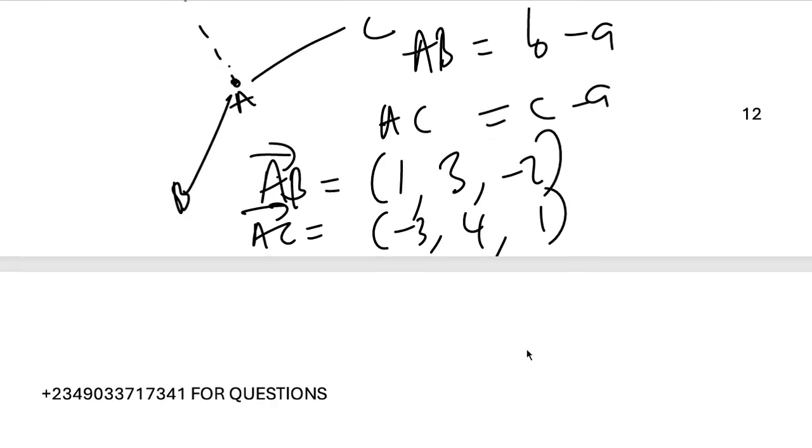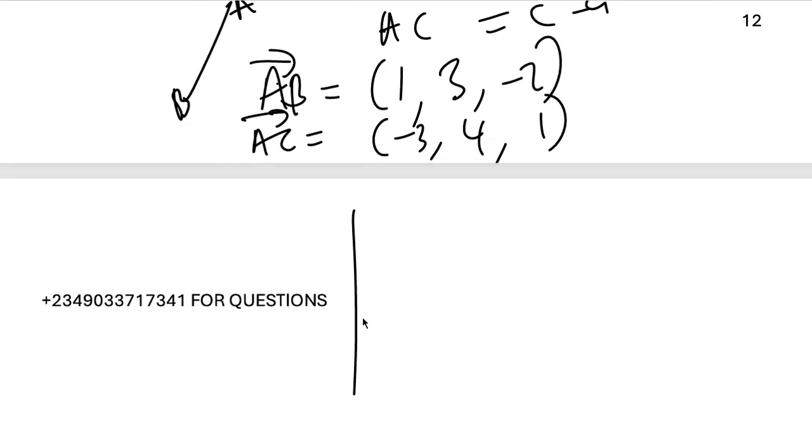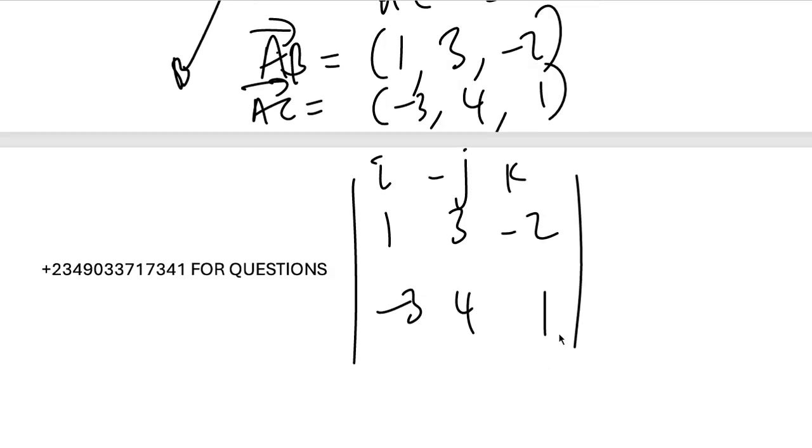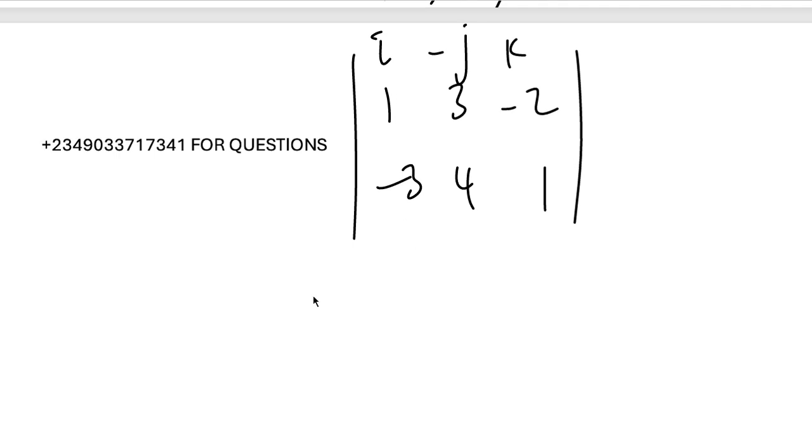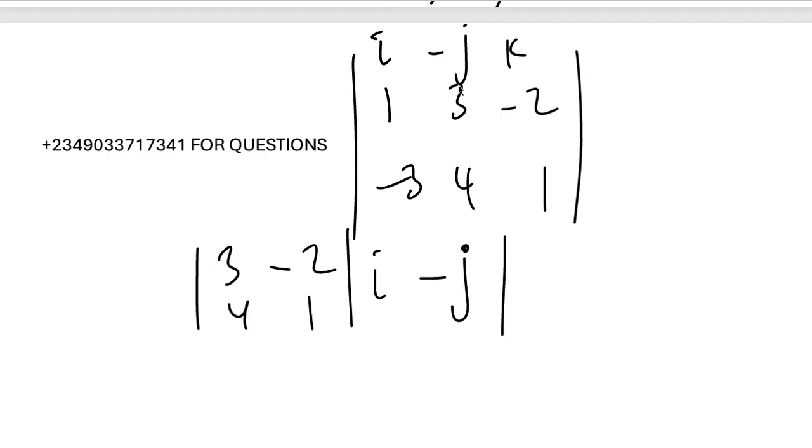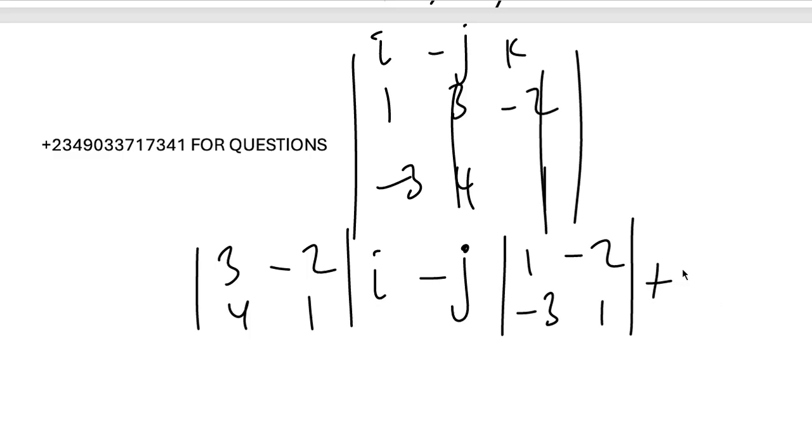So we simply get the cross product of the corresponding i, negative j, k of 1, 3, negative 2 and negative 3, 4, 1. And then all we simply do, we close the i, and then we're going to have 3, 4, negative 2, 1, i, then the negative of j, and then we close the j part, we have 1, negative 2, negative 3, 1, and then lastly for the k, we close the k part, and we have 1, 3, negative 3, 4, and then k.